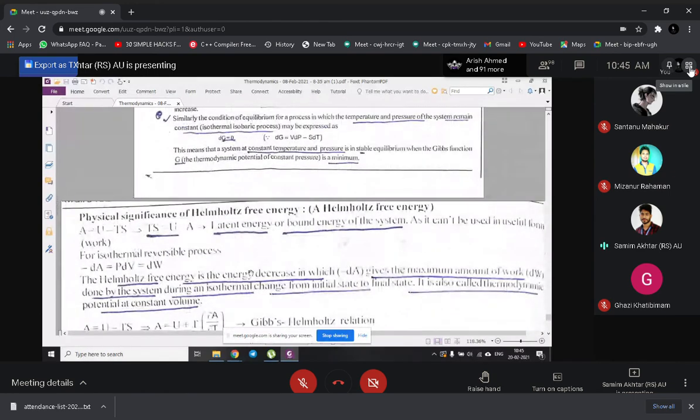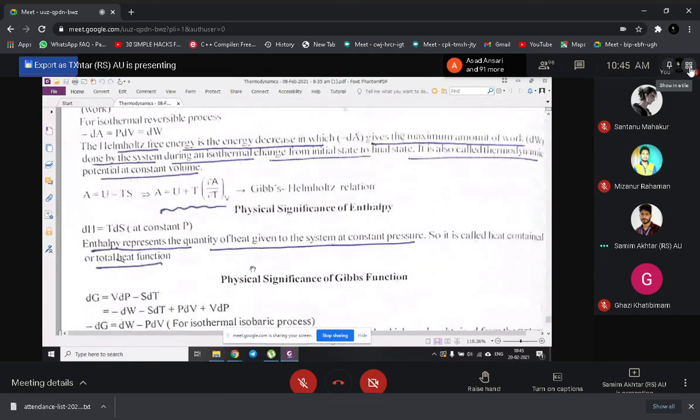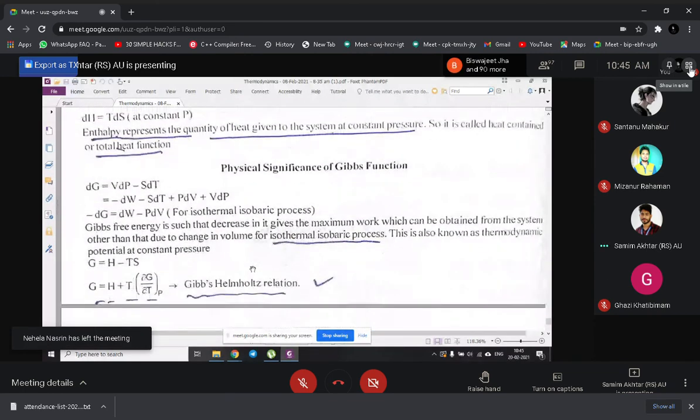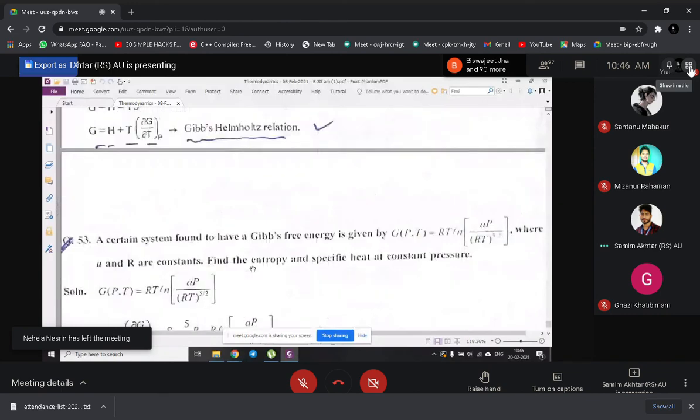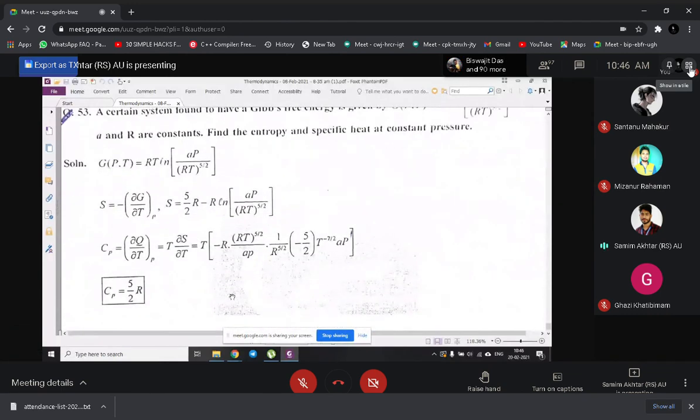And this is the physical significance of Helmholtz free energy. And basically, you take the derivative. Okay, anybody, any questions?